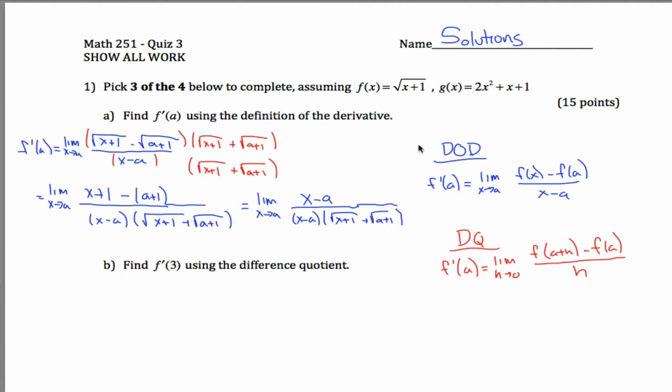And I'm a little low on room here. Shouldn't have put these formulas right here. But that's okay, because I'm almost done.